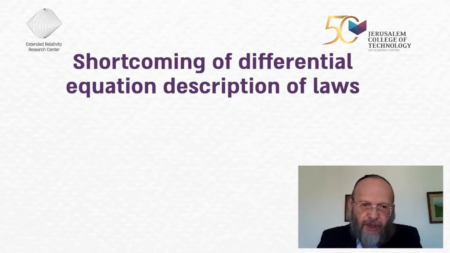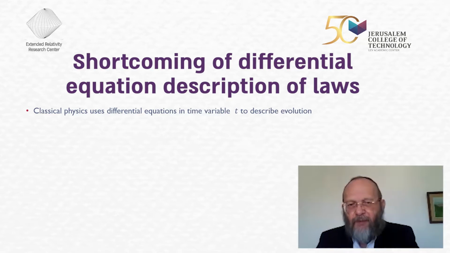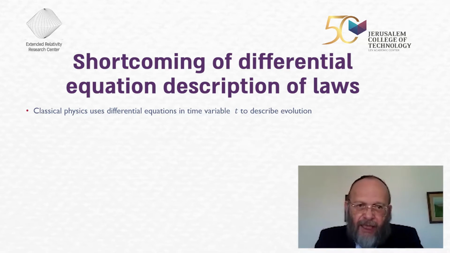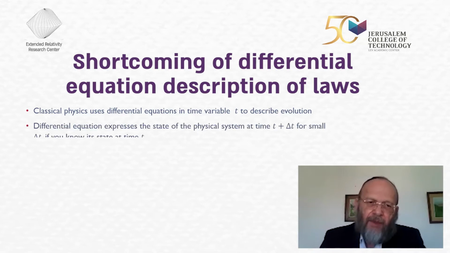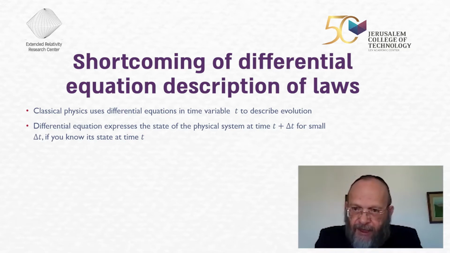Shortcoming of the description of the electromagnetic field by using differential equations, basically, mainly also the Cartesian coordinates. Classical physics uses differential equations in the variable time, t, to describe evolution. What does it mean to use a differential equation? A differential equation expresses the state of the physical system at time t plus delta t, or small value delta t, if you know its state at time t.